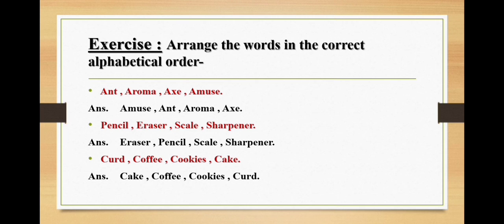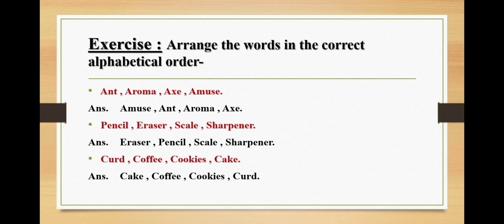Now see the second one: pencil, eraser, scale, sharpener. So we will arrange these words in the correct alphabetical order. Now all these four words, what do we see here? Pencil begins with P, eraser begins with E, scale begins with S, and sharpener also begins with S. Now we can easily find that eraser is going to come at the beginning. Why? Because E comes first. Then pencil because P comes after E.